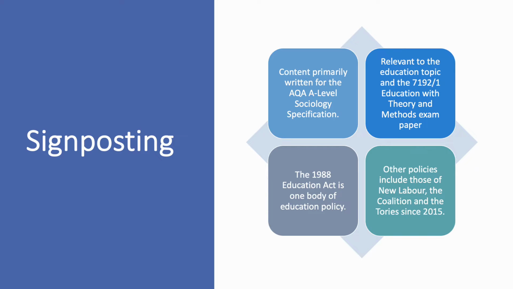And the 1988 Education Act is the most important act you need to know about because it's shaped policy ever since. And immediately after this, you will probably study New Labour's policies, then the Coalition's, and then the Tories' education policies since 2015.